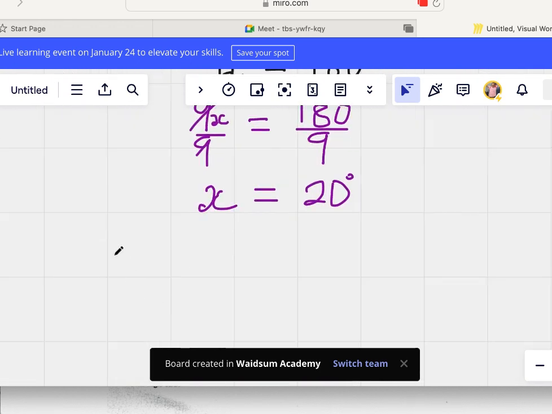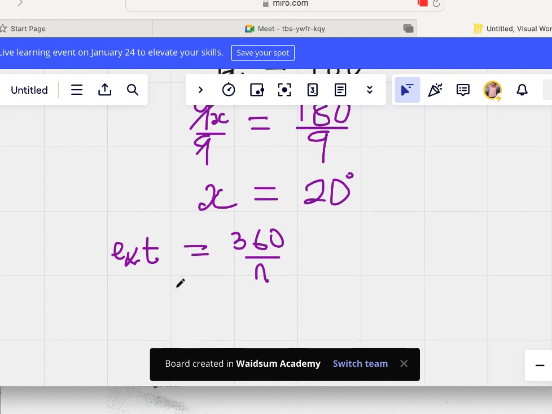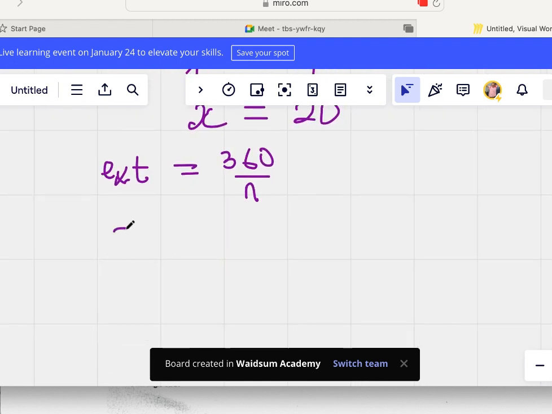If you look at equation 2, we said the exterior angle is equal to 360 divided by n. So remember, the exterior angle is already equal to 20. So it's like you're saying 20 is equal to 360 divided by n. 360 is the value for the sum of the exterior angles, and the exterior angle is 20, so 20 is equal to 360 degrees divided by n.